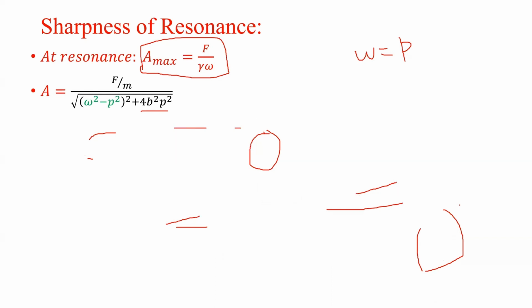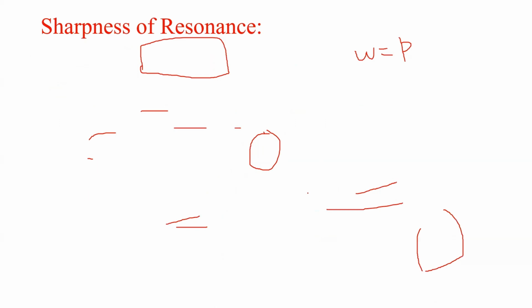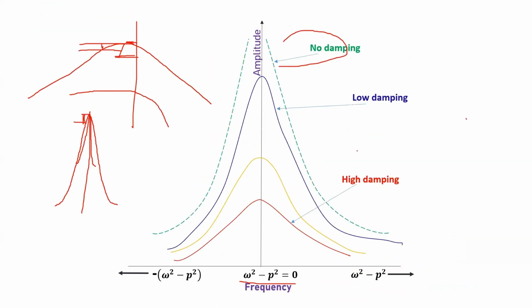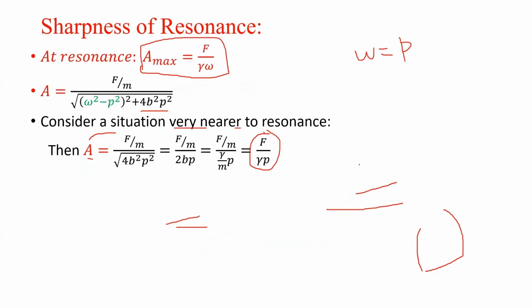So here, as we already discussed in this concept, if you observe in this case, damping is high, then sharpness is low. Here damping is low, the sharpness is high. So in this way, the important concepts related to resonance can be analyzed.